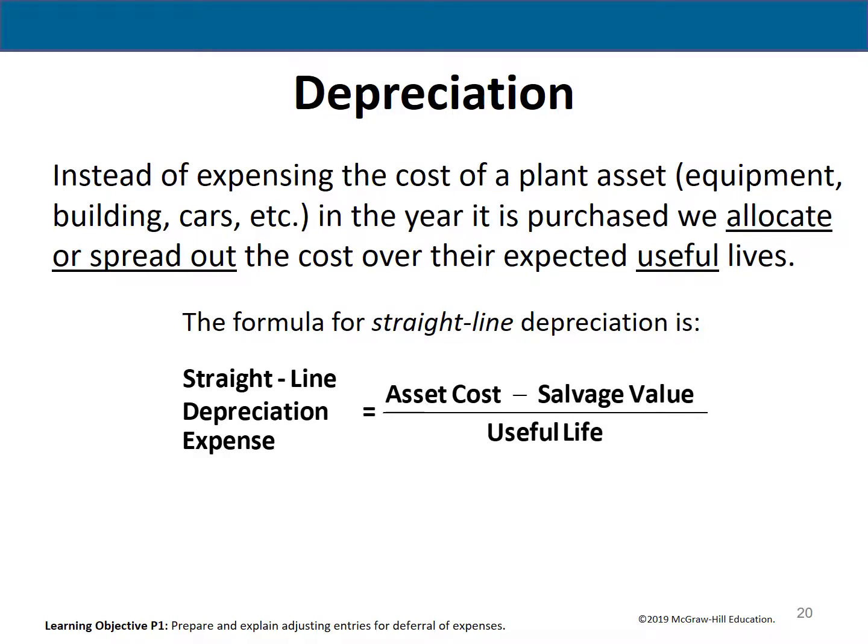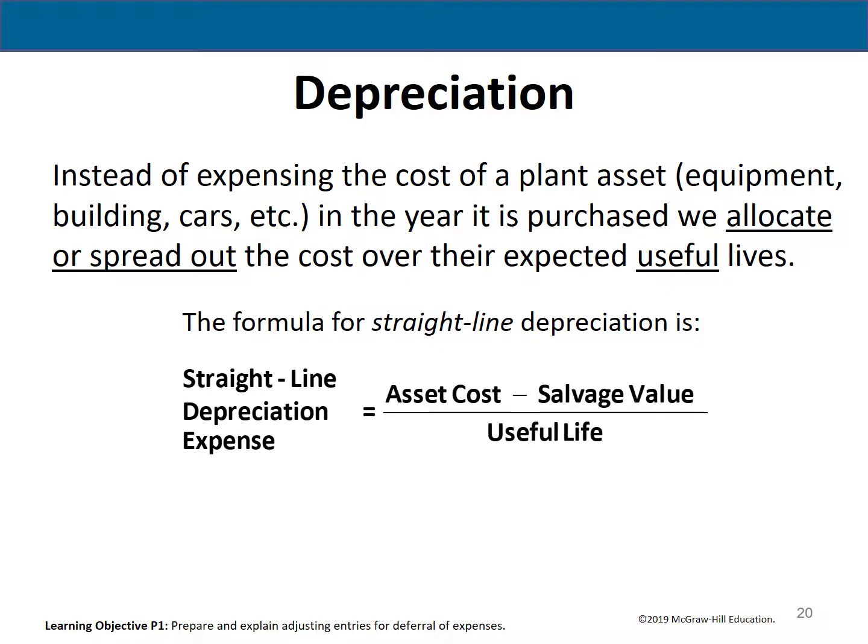So instead of expensing the purchase the day we buy it, we expense what we paid for that asset over the time we think we're going to use it. And that is what depreciation is in accounting. Now, we have different formulas to determine the amount that we should expense, and it's all formula driven. The most common way is called straight line depreciation.